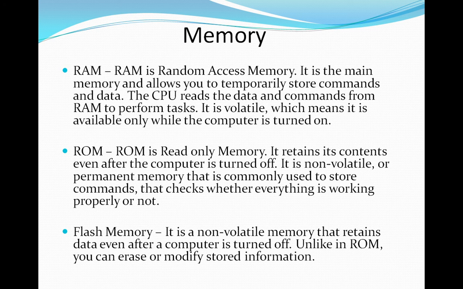RAM is volatile. Volatile means it is available to you only when the computer is turned on, and as soon as you turn off the electricity of your computer device, the RAM automatically erases the data which was stored on it. The next type of memory is ROM. ROM stands for read only memory. ROM has the capability to retain its content even after the computer is turned off. It is non-volatile. Non-volatile means it can store content even when the electricity is not turned on in your computer system.